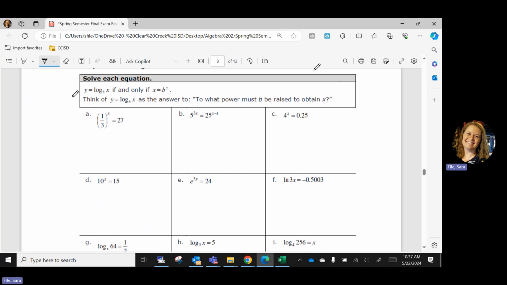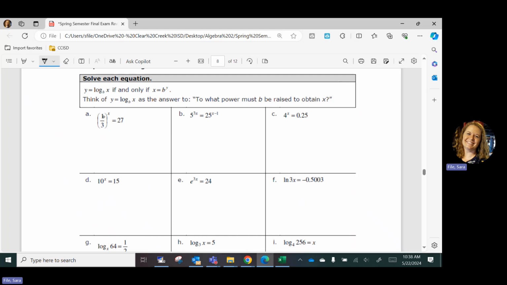All right, so for A, I'm trying to solve this for x. One way to do this, probably the easiest way, since you get Desmos, is just to rewrite it in log form.